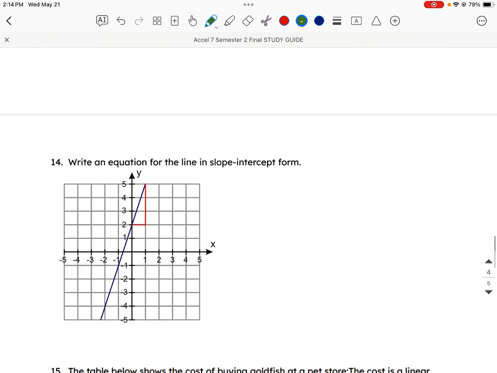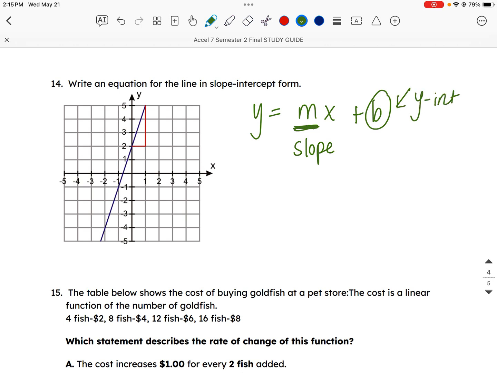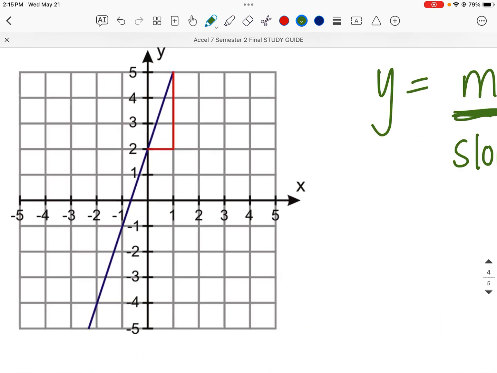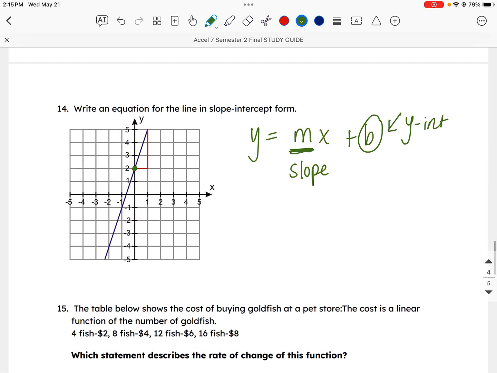All right. This next one says write an equation for the line in slope-intercept form. All right, so I'm going to want to know a few things. Remember, slope-intercept form is y equals mx plus b, where m is going to be your slope and b is going to be your y-intercept. So obviously I need to know my slope and my y-intercept. I'm going to start with my y-intercept. If I zoom here, I can see right here, my y-intercept is 2. So it's going to say plus 2 since it's positive 2.